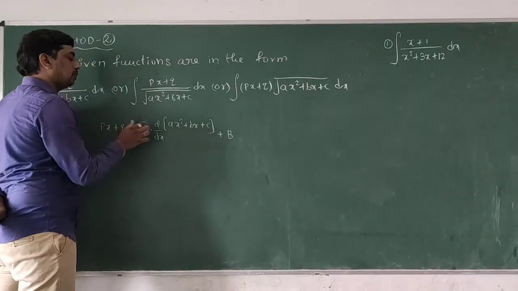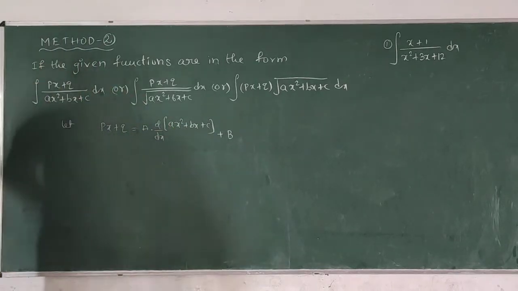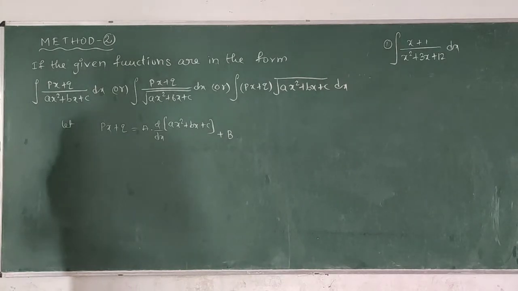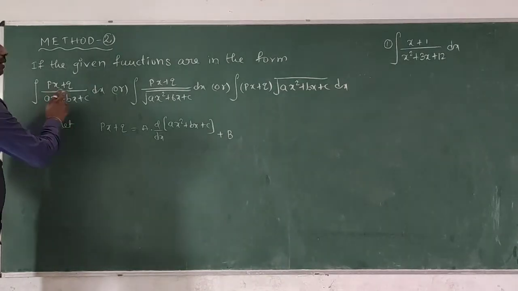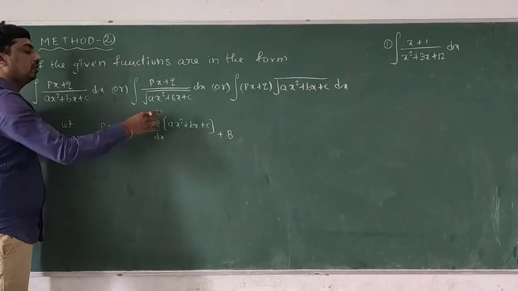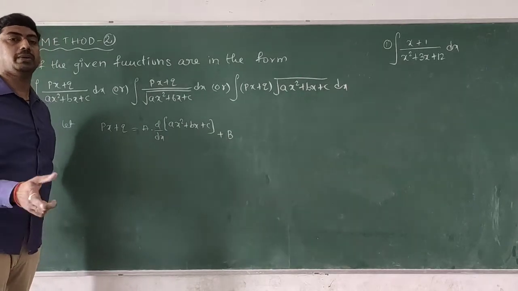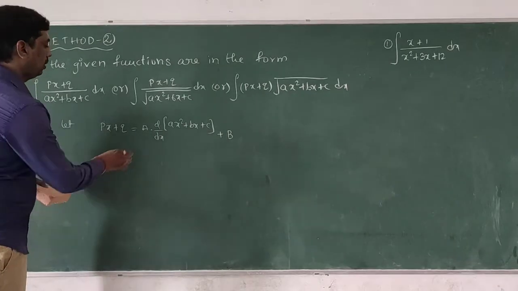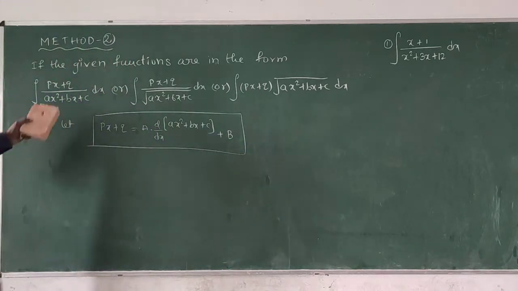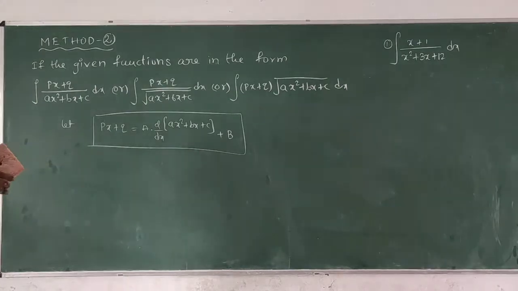Then we get the px plus q value. Replace that value into the given problem. Then continue that one, we will get the solution. Understood clearly? Just given problems are in these three models, just let px plus q equal to a into derivative of ax square plus bx plus c plus b. Understood? Right. If you remember this one, then we can easily finish the problems which are in these three models. Okay? Write down.